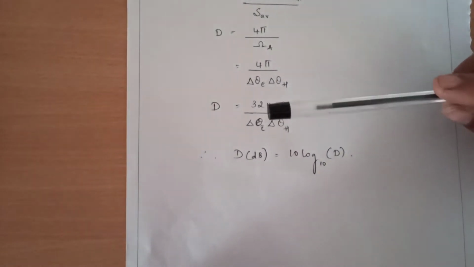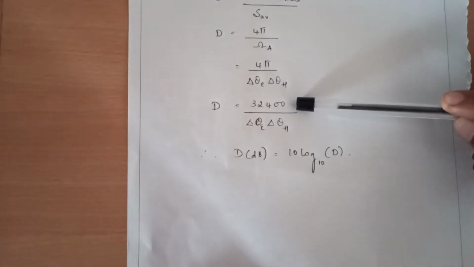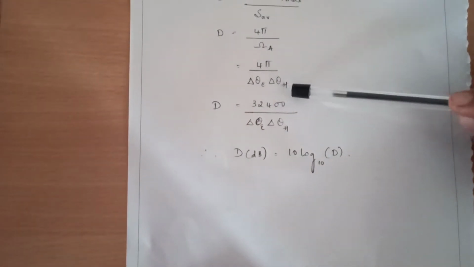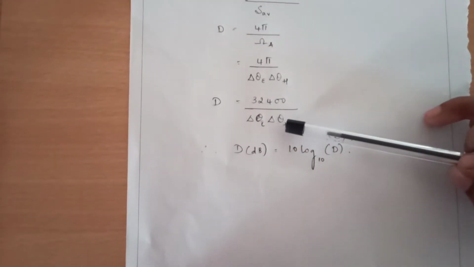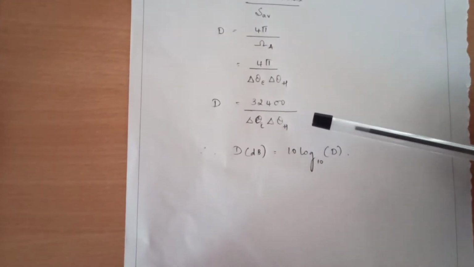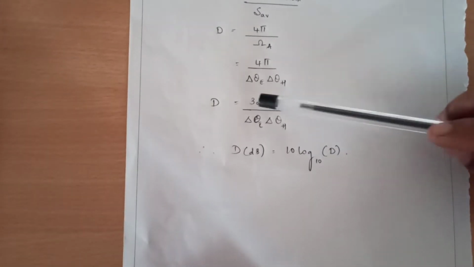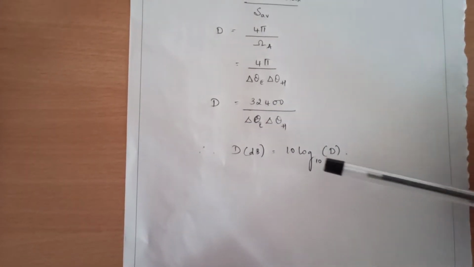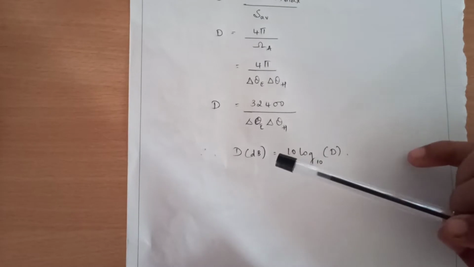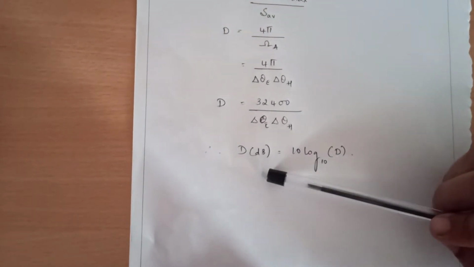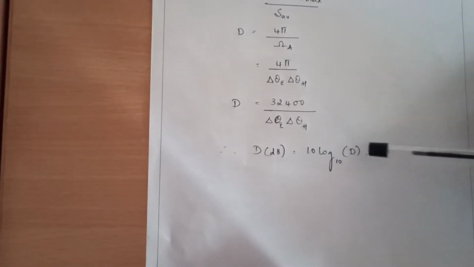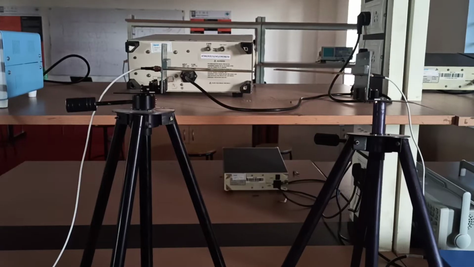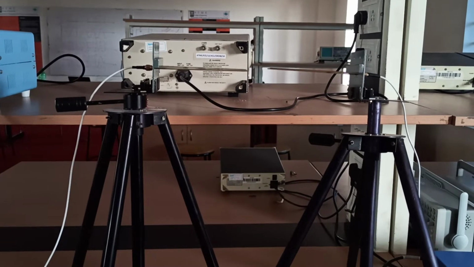So approximately, the directivity is given by D is equal to 32,400 divided by delta theta E and delta theta H. Usually this directivity will be calculated in decibels. So once we find this D, we can calculate the directivity in dB with the formula 10 log D.